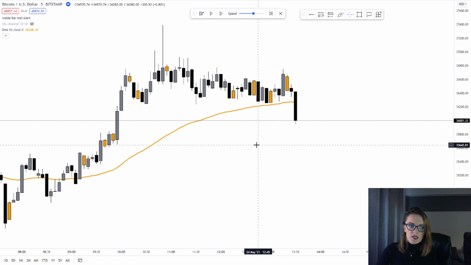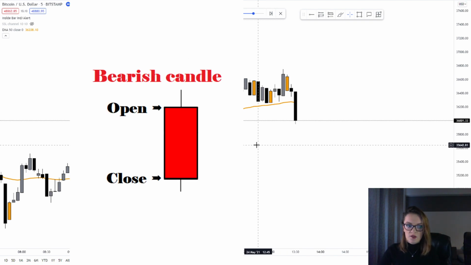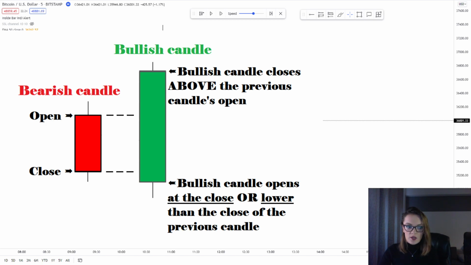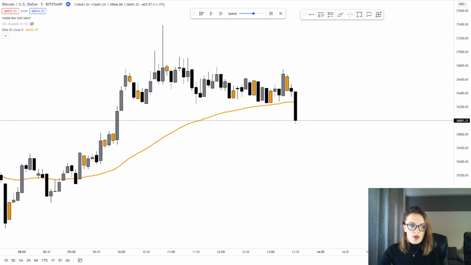So let's say this is the bearish candle that has tested the 50 EMA. The bullish engulfing pattern is formed when the next candle is a bullish one and it opens at or lower than the close of the previous candle. It closes above the previous candle's open. So the length of the bullish candle has to engulf the previous red candle. Now, going back to the 5 minutes chart, let's see if we get any entry here after the 50 EMA retest.